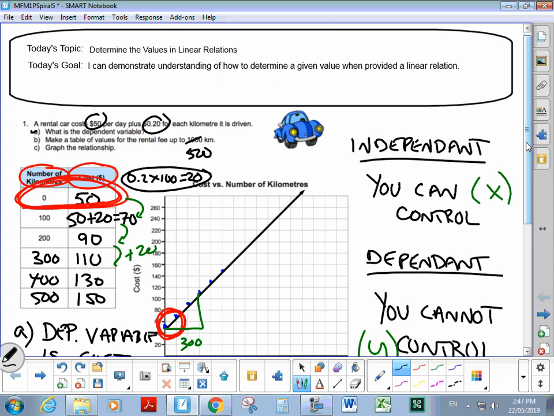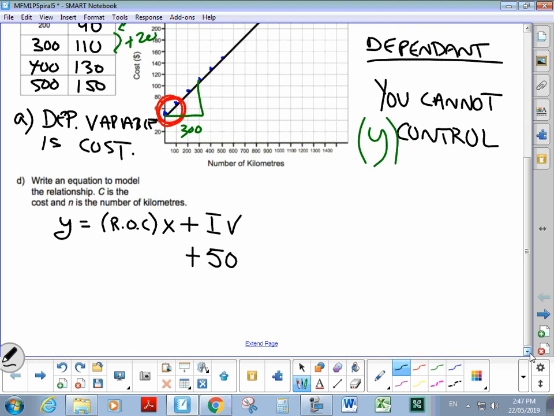Right here. We know the rate of change. It was given in the question. So that's easy enough. That means our final equation is 20 cents times how many kilometers we go.